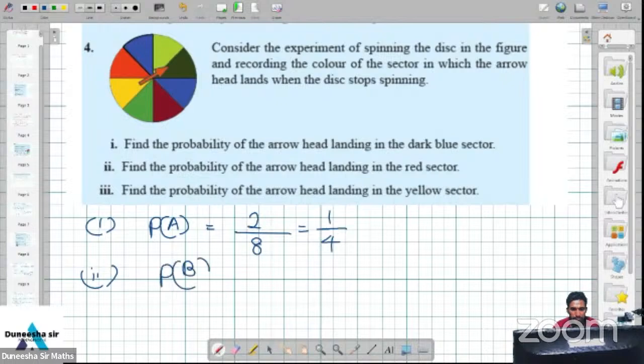P(B) equal to sample space is also 8. Then landing in red is 1. 1 red is there. What is that? 1/8. Third one, landing in the yellow. What is the probability? Can you send the probability to inbox of getting yellow? Yes, Ayatma's answer is correct. Saki's answer is correct.